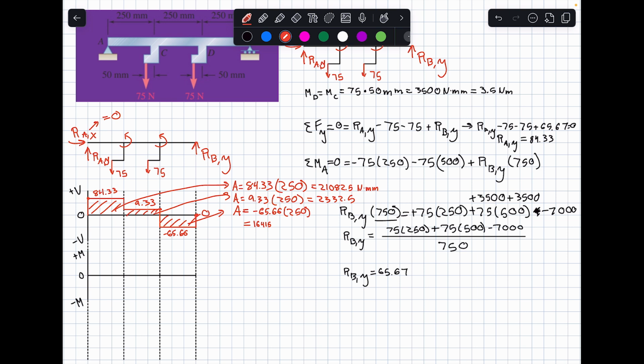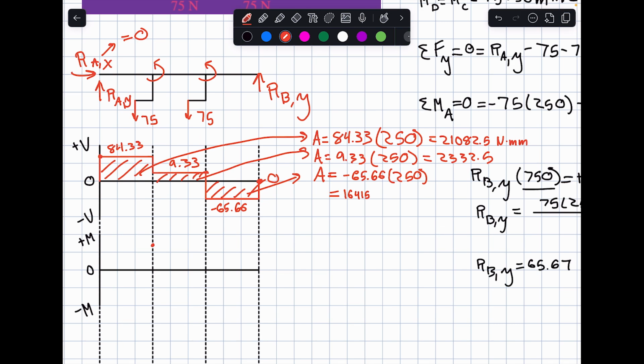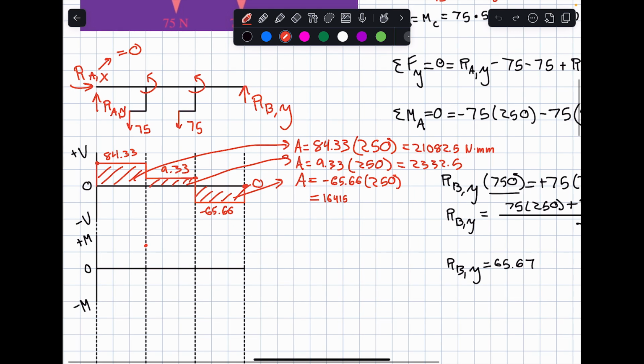But we have to figure out what type of line we're going to do on this moment diagram, right? Because up here, we just have this flat line, but it's also possible that we have something linear, quadratic, cubic, so we have to figure out which one we're going to do. There's an order that you have to stick to when you're doing these, and so if you have a constant line on the shear diagram, that means you're going to have something linear on the moment diagram. So I'm going to draw this point in here, and that's going to be the value that we got from that first area. And that's going to be 21,082.5 Newton millimeters.